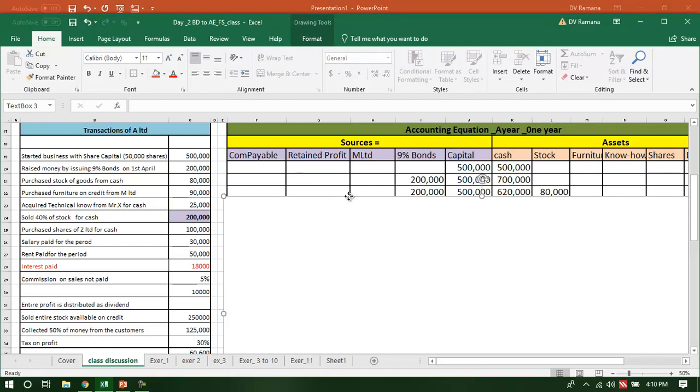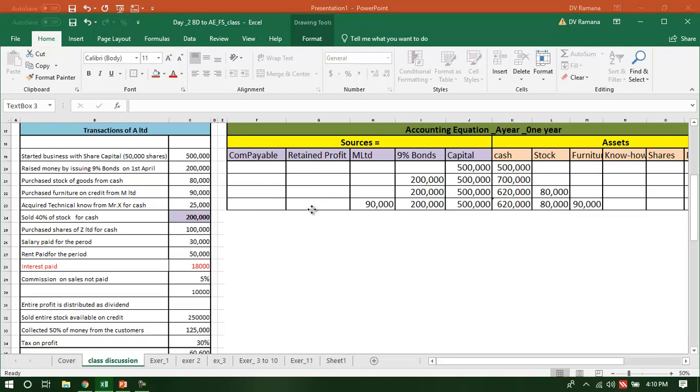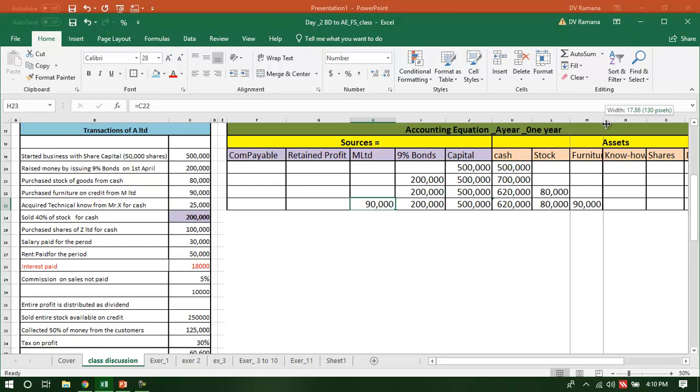Purchase furniture on credit from M Limited. So the company acquires furniture, another asset, but unlike the previous transaction, in this case the company purchases the asset on credit from M Limited. So the acquisition of an asset resulted in the creation of a liability called M Limited. In the previous case, acquisition of an asset like stock resulted in a fall in the cash.